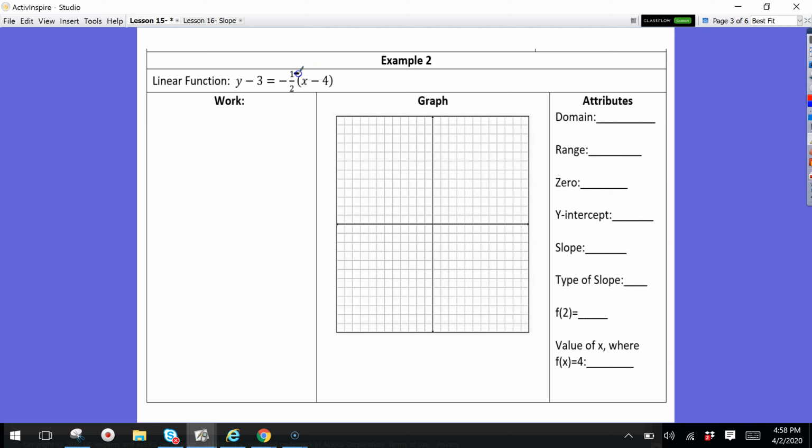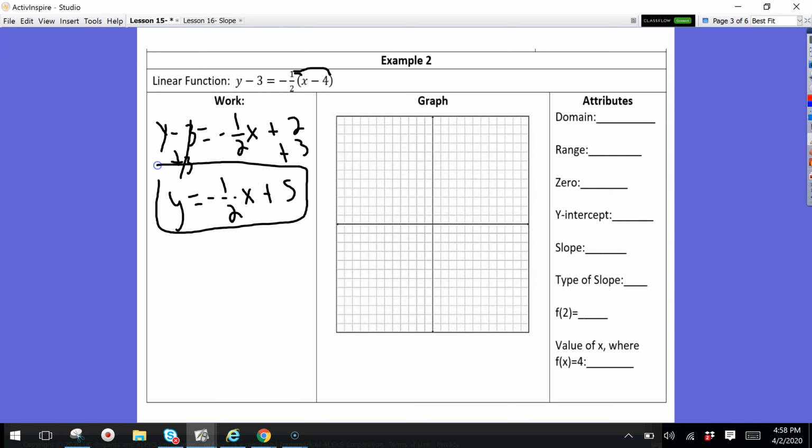So the first thing that we're going to do is distribute this negative 1/2. And so we have negative 1/2 x. And then negative 1/2 times negative 4 is going to be a positive 2. Then we're going to add 3 to both sides. So we're going to combine it here with the 2. And we have that our line is y equals negative 1/2 x plus 5.